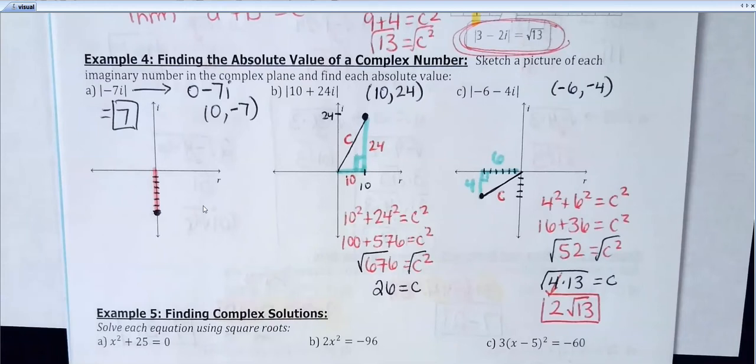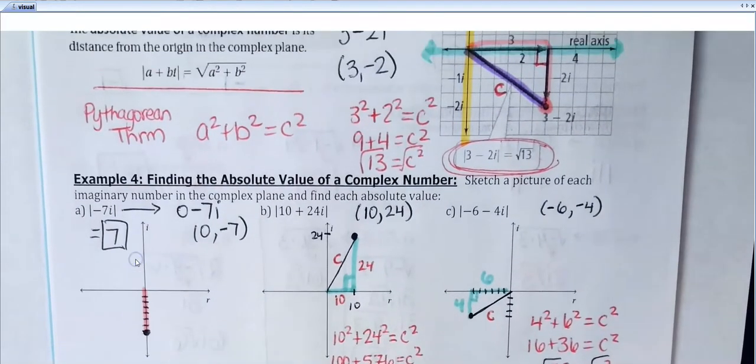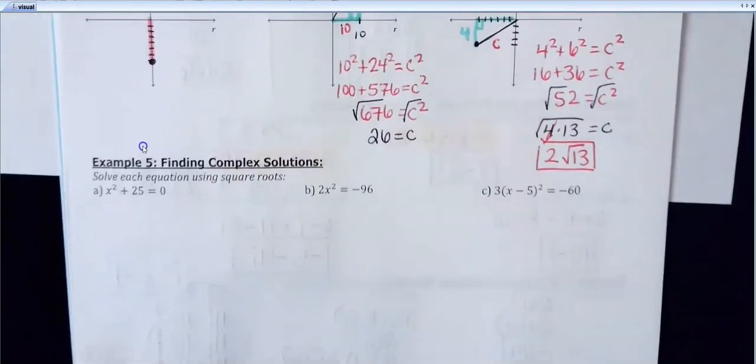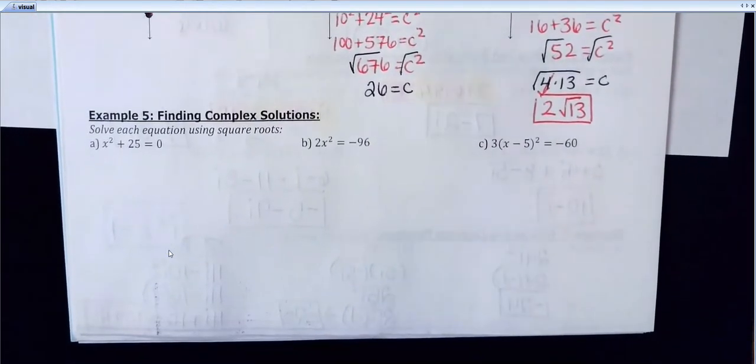You can, if you want to, use this little formula that they put in the directions, but I swear it's exactly the same thing as the Pythagorean theorem. You get the same answer. It's up to you if you want, or you can use the Pythagorean theorem. That's my favorite, so that's why I did that.